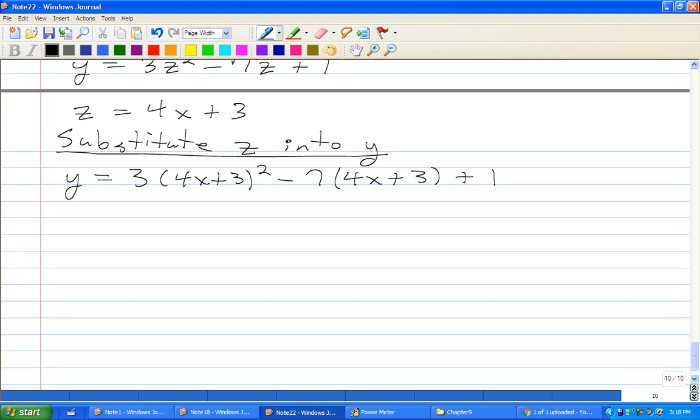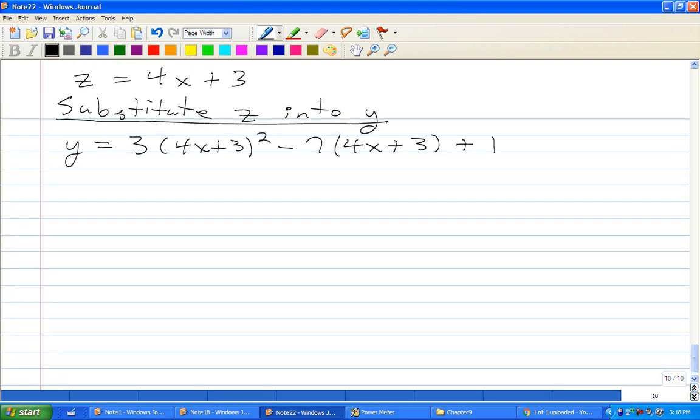Okay, so now let me introduce the concept of composition. Well, composition is just substitution. But in this function form that I've given you.